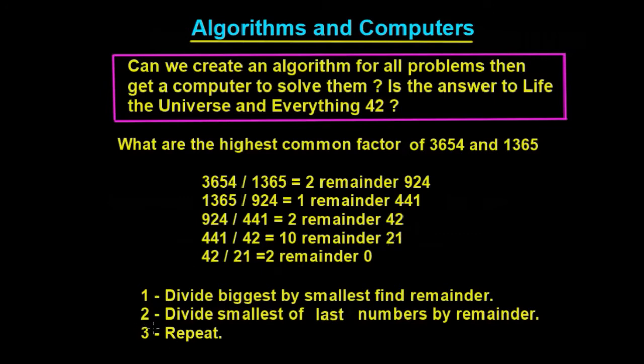So you can see here that the algorithm, if we were to write it out in words, we could say we divide the biggest number by the smallest number and find the remainder. We then divide the smallest of the last numbers, so that's the smallest of the two numbers here, which is 924, and we divide it by the remainder, and we repeat that process all the way down till we get a value of 0, and the final answer is going to be this number here. Okay, so if we were to draw it out in a little diagram, it would look like this.